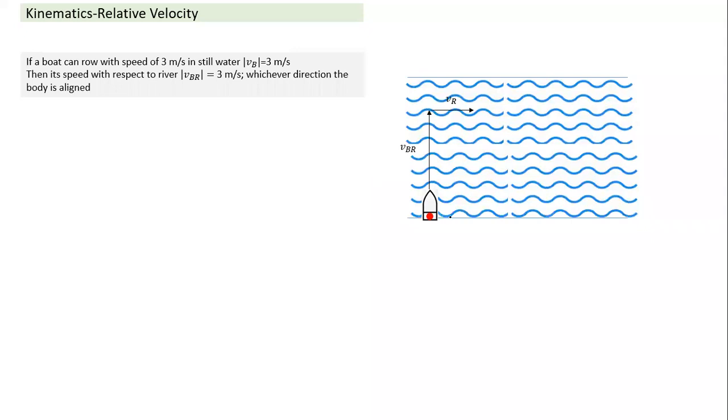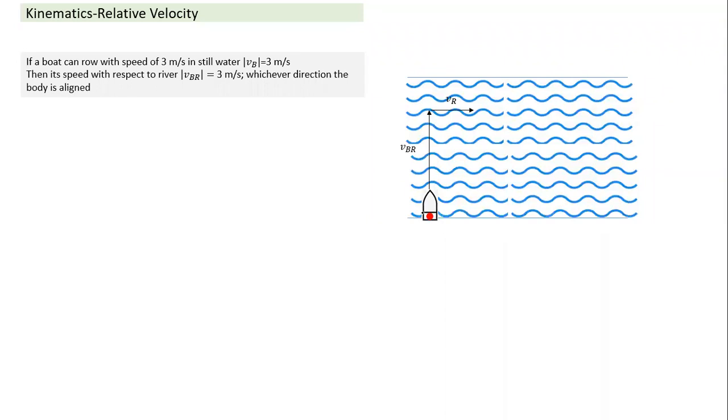So this is the river velocity. This is the velocity of the boat. VBR: how do you find the direction of VBR? The magnitude is the same as its speed in still water. The direction of VBR depends on how the body of the boat is aligned.